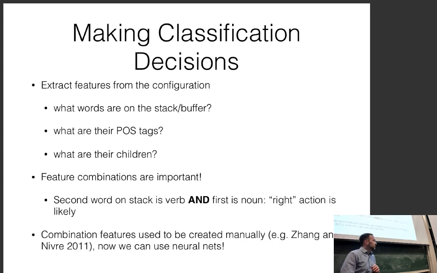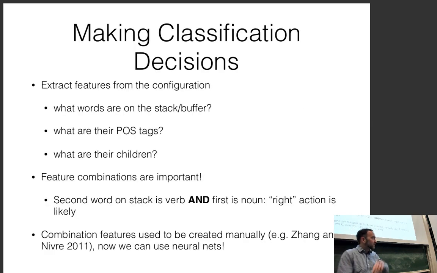So up until neural networks came around, like a lot of other tasks, we would create the combination features by hand. And there's a whole paper by Zhang and Nivre, which basically says we created a ton of features for this, and this was a state-of-the-art, really fast parser for a long time. But luckily now we can use neural nets, which means we don't have to design as many features by hand, and it allows us to take into account more interesting things.